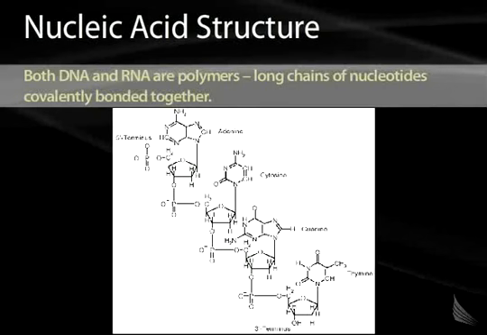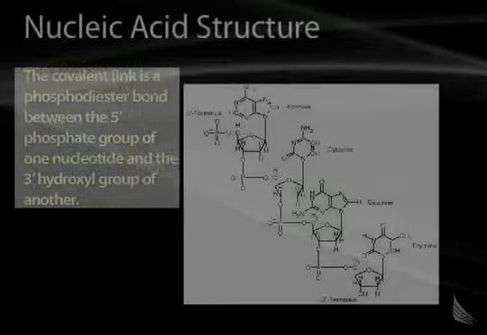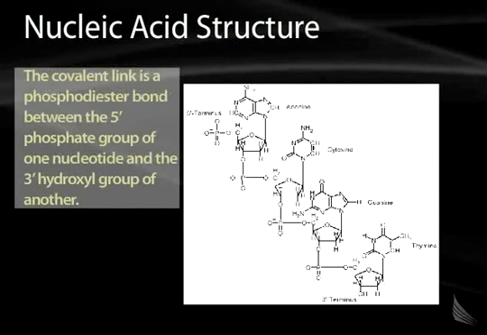Now, both DNA and RNA have a similar structure. Both of them are polymers. In other words, they are long chains of these nucleotides covalently bonded to one another. The covalent bond is a phosphodiester bond between the 5' phosphate group of one nucleotide and the 3' hydroxyl group of another. Now, at this point, we should say something about the nomenclature of the carbons on these nucleotides. The first carbon, which we number carbon number 1, is the one that's attached to the nitrogenous base. Then we go around the ring and number them carbon 2, carbon 3, on which this phosphodiester bond is linked, carbon 4, and then carbon 5, which the phosphate is attached to on the other side.